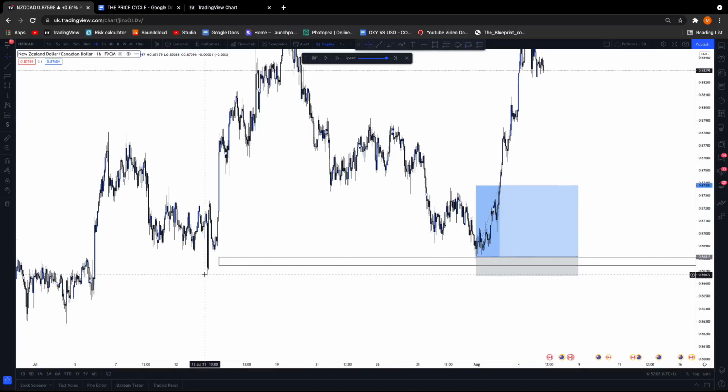So this is the low. I suggested that that's where they put their stop loss. Let me just show us that low. This is the low I'm talking about. I suggested they put their stop loss at that low.